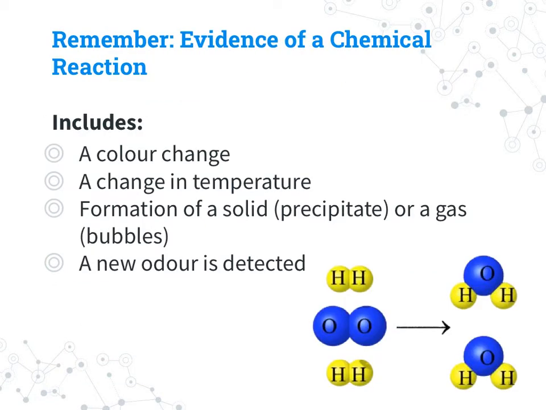So remember that we talked about evidence of a chemical reaction. We could see a color change. We could see a change in temperature. Either it gets warm or it gets cold. We could see the formation of a solid, which we call a precipitate in chemistry, or a gas. So we could see bubbles formed, or we have a new smell.